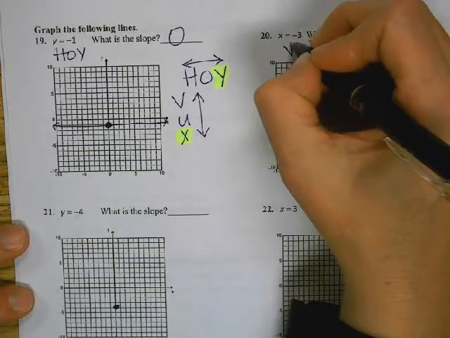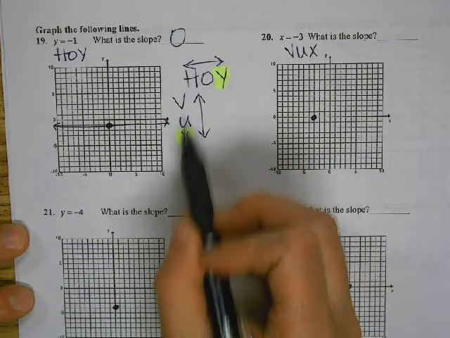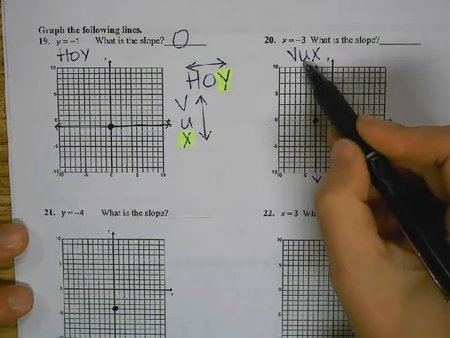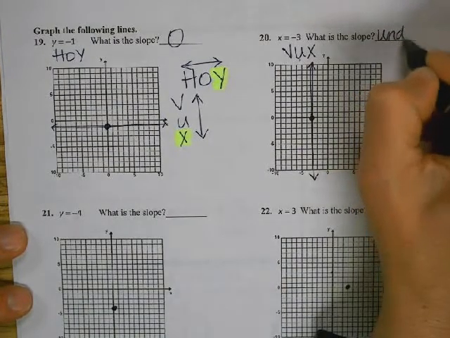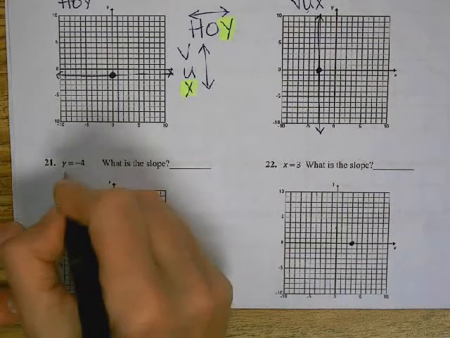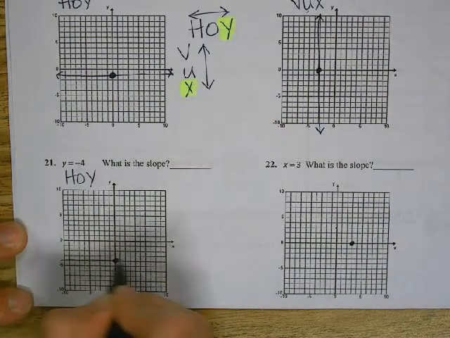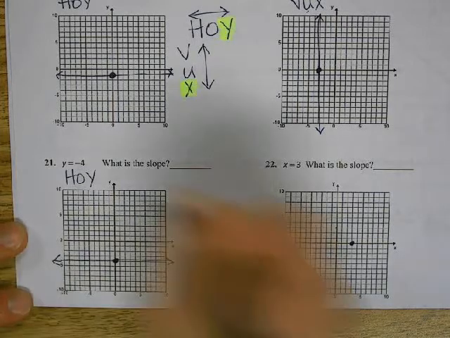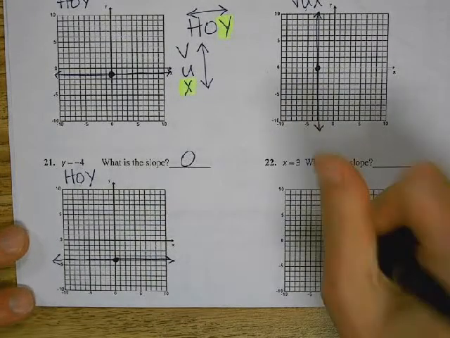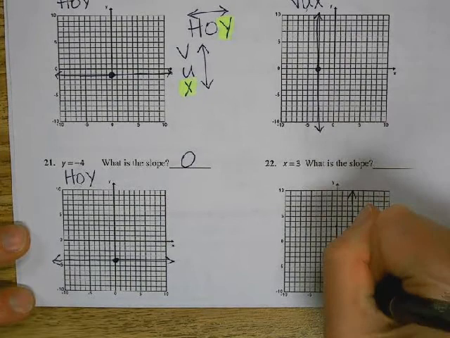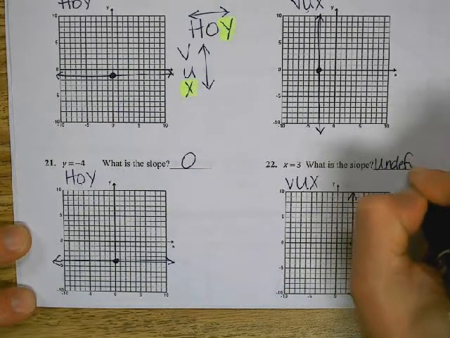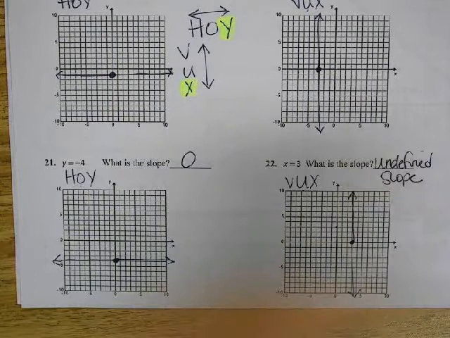20 is vertical, is a vux, because it has x equals. So it's a vertical line. And then undefined slope. That's what U stands for. 21 is supposed to be a hoy, so that's a horizontal line. And 0 slope. That's what the O means in hoy. Okay? Lastly, 22 is vertical because it's a vux. And so that means we have undefined slope. Okay?